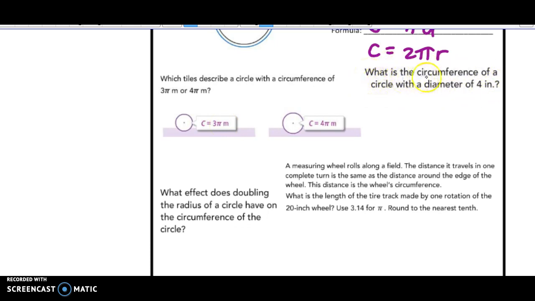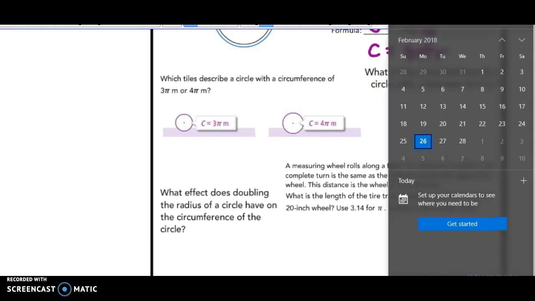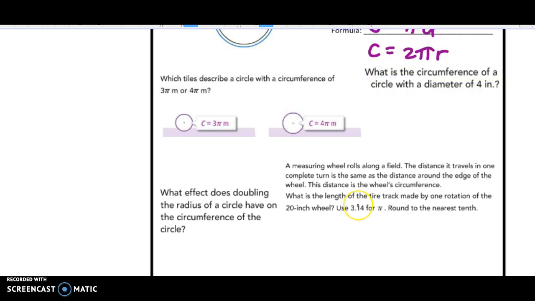So if I need to know what is the circumference, I'm going to start by writing my formula. However, I need to use the information that they've given me. In this case, they've given me diameter. So I'm going to use my formula with diameter in it. So I'm going to use C equals pi times D. I always start by writing my formula. My second step is to substitute numbers in that I know.